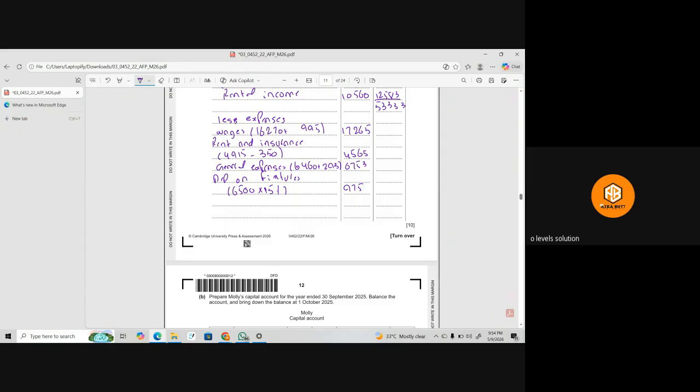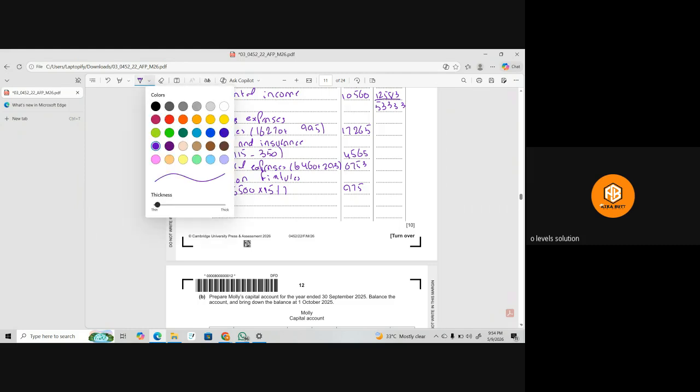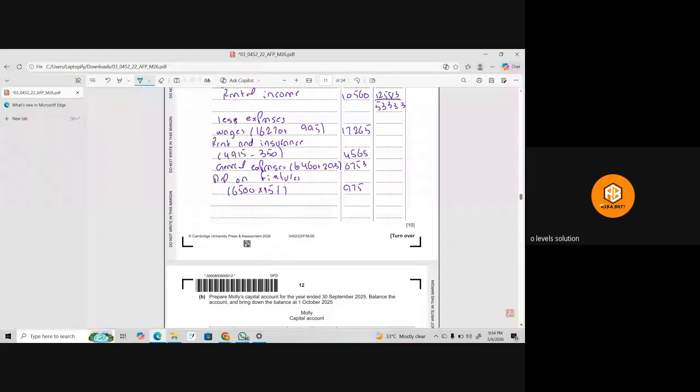1625, 265 plus 4565 plus 6753 plus 974. Okay, so this is equal to 29558. 955 minus from here, and there's a profit for the year. It's 23775.